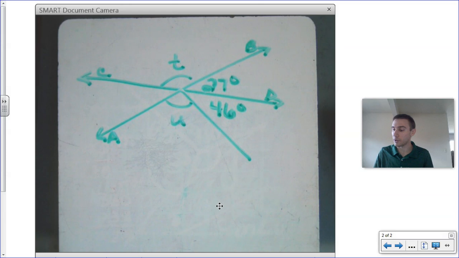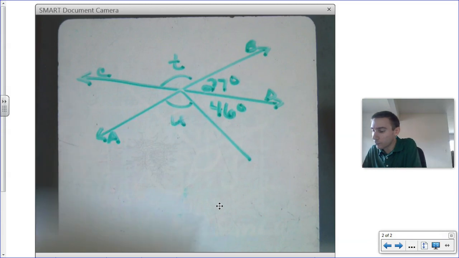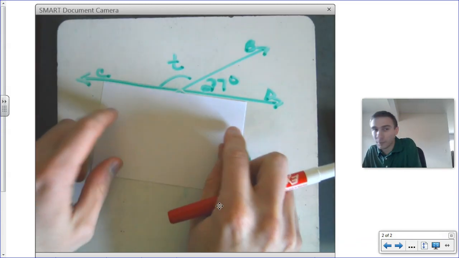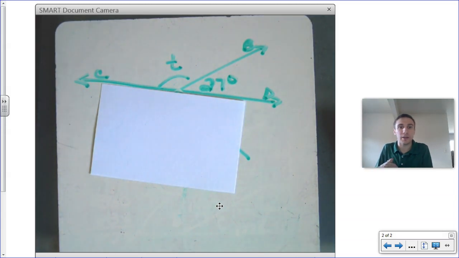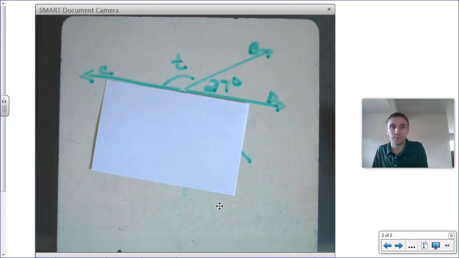So what's important here is that I can manipulate this in any way that I really need to help me out. So what I like to do is ask myself, hey, can I cover up half of this with something that will block out a couple angles and maybe leave it easy for me to solve? And the answer is yes. I drop my index card right here.